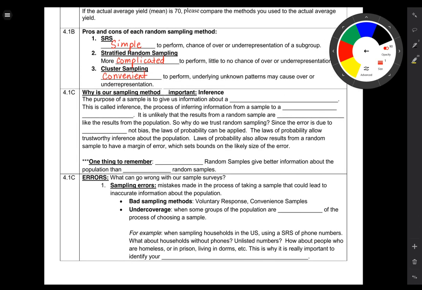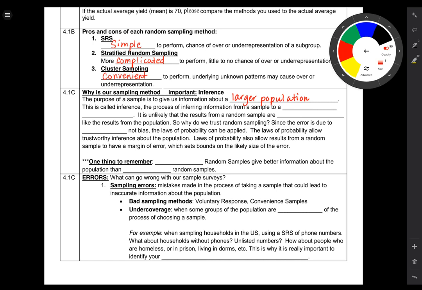And that kind of brings us to 4.1C. Why is our sampling method important? Well, the whole idea of choosing a good sample is for inference. The purpose of a sample is to give us information about a larger population. So it's really important that we choose our sample very carefully because we want it to be representative of the entire population. So we can make a statement like, hey, all teenagers will have a car accident within 2 years of getting their license or something like that.